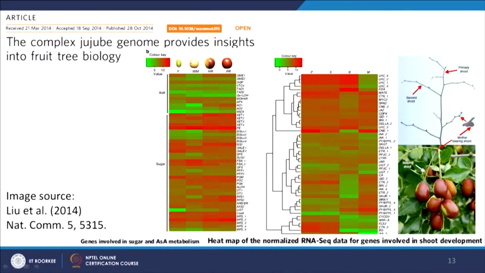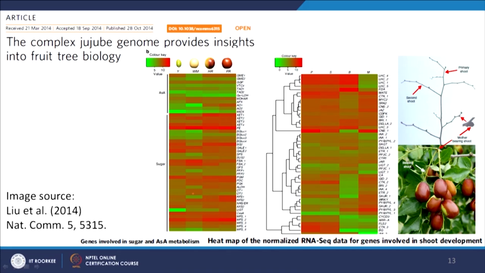For example, here different stage fruits were taken, total RNAs were extracted and RNA sequencing was done, and you can clearly see different genes and their expression pattern. If you look at this gene or any of these genes, it has a very low expression at this stage, but by the end of this stage, the expression level is going very high.